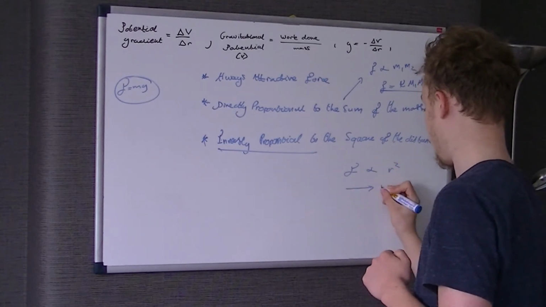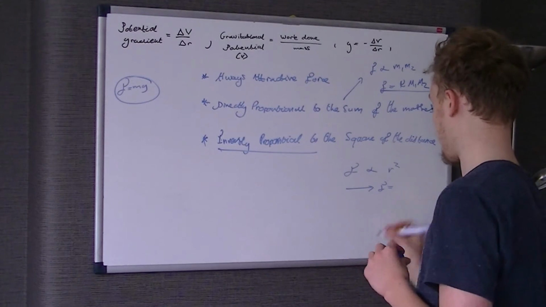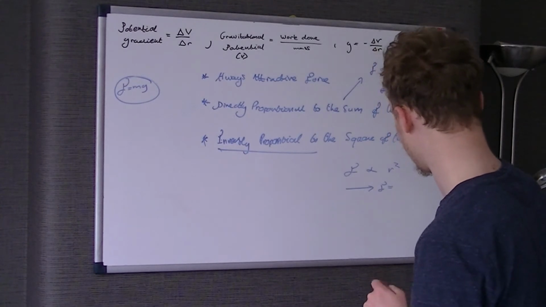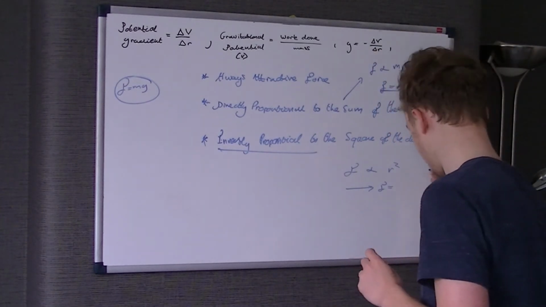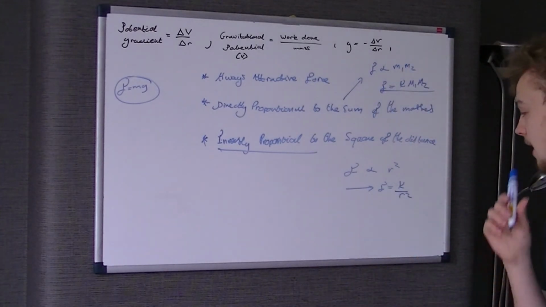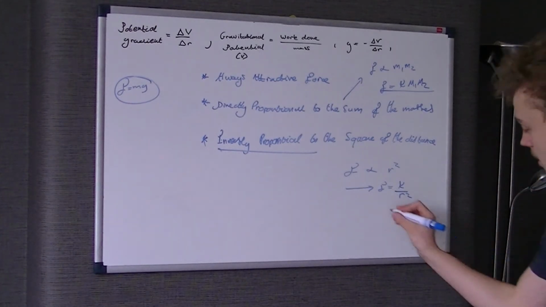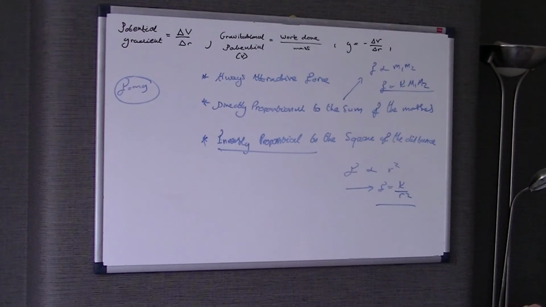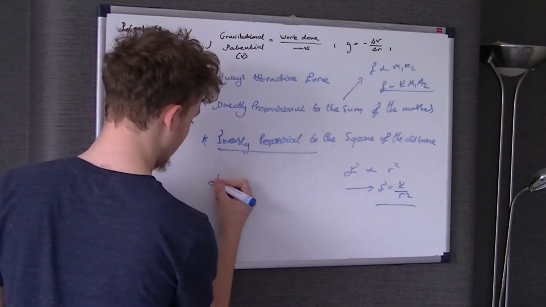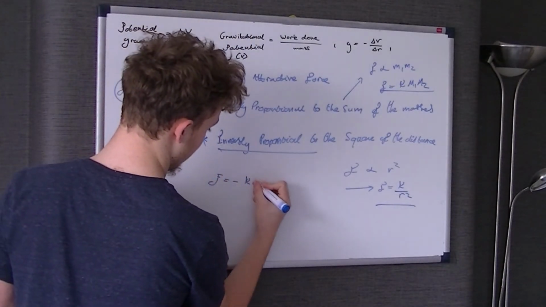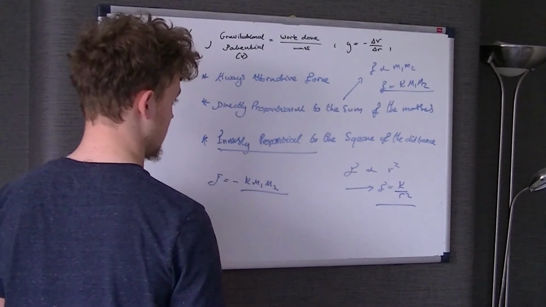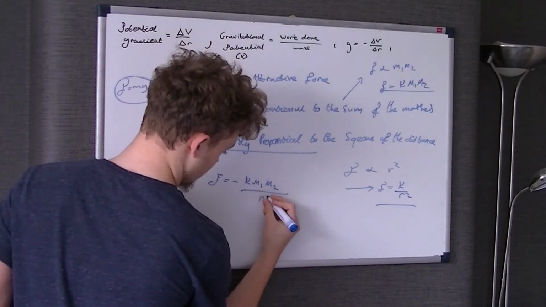In other words, F is equal to K over R squared, or F is equal to K times 1 over R squared. Okay, so hopefully, as I said, that makes some kind of sense. So if we put all of this information together, what we're left with is F equals negative K m1 m2, but because it's also inversely proportional to the square of the separation, or the distance between them, we have to divide it by R squared.